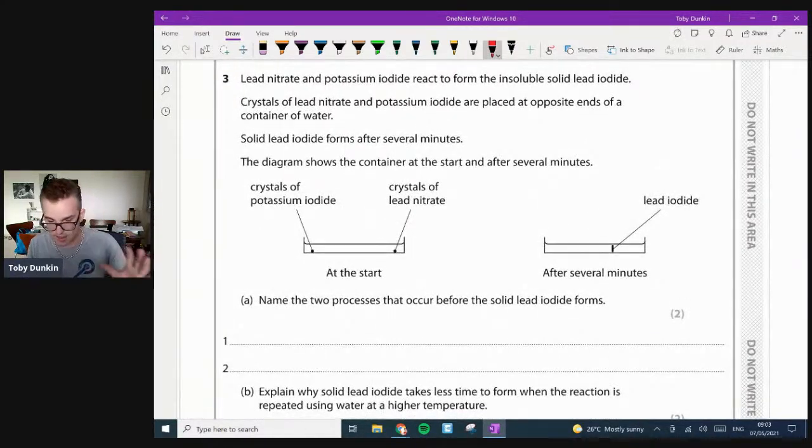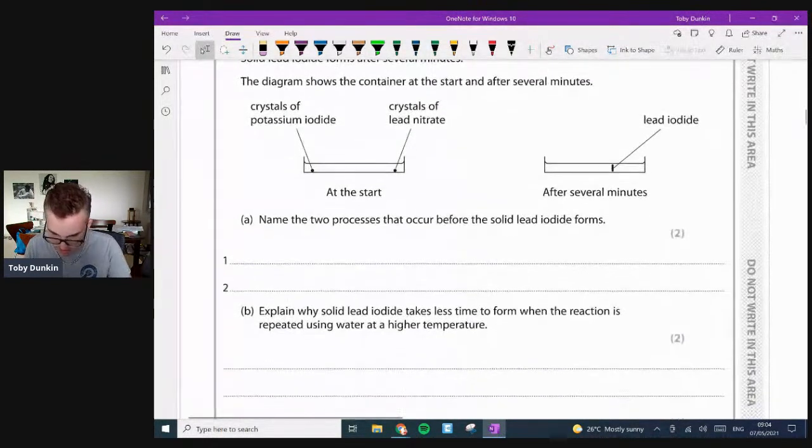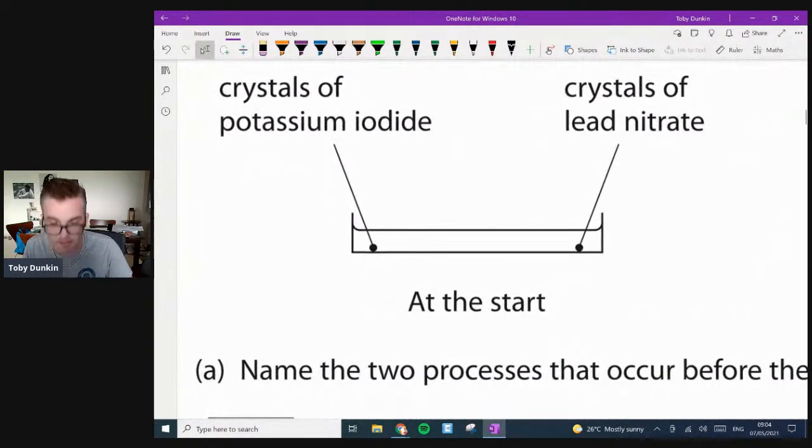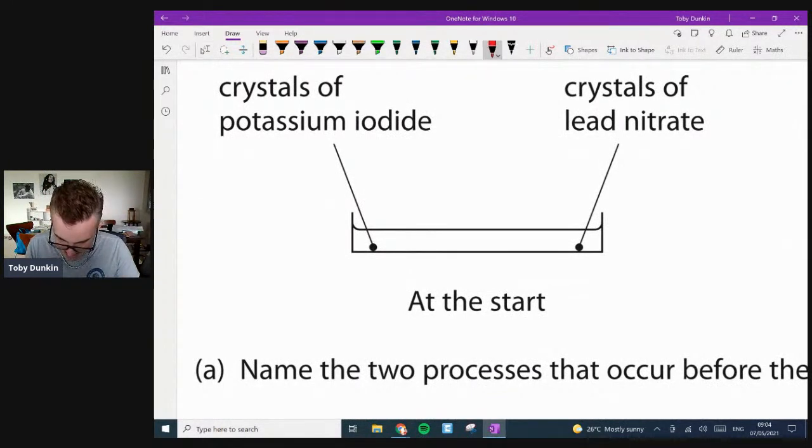Okay, next. Lead nitrate and potassium iodide react to form an insoluble solid. Name the process that occurs before the solid lead iodide forms. Oh, that's quite nice. This is a play on diffusion. So what's happening is you've added in a crystal of potassium iodide and you've added a crystal of lead nitrate. The first thing that's going to happen is they're going to dissolve and vanish. That's going to be stage one. And then once they've dissolved, they're then going to diffuse across the gap.